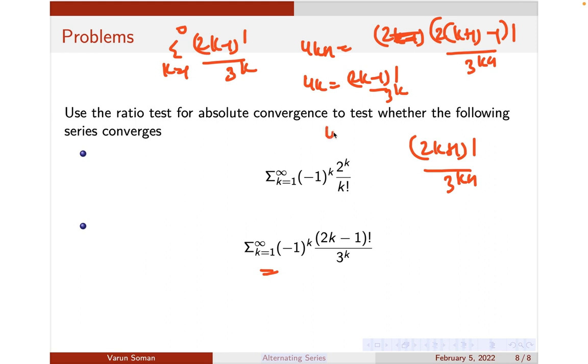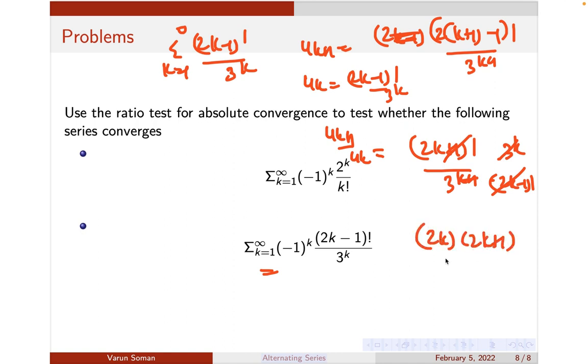So what is your u_{k+1} by u_k? Please write it by yourself. It is actually (2k plus 1) factorial by 3^(k+1) into 3^k by (2k minus 1) factorial. So this is the ratio we will be getting. You can simplify it. So 3^k and 3^(k+1) will cancel, we will be left with 3 in the denominator. And what is (2k plus 1) factorial? It is 1 into 2 into etc. (2k minus 1) factorial, then 2k into 2k plus 1. So when you cancel these, we will be getting 2k into (2k plus 1) divided by 3.